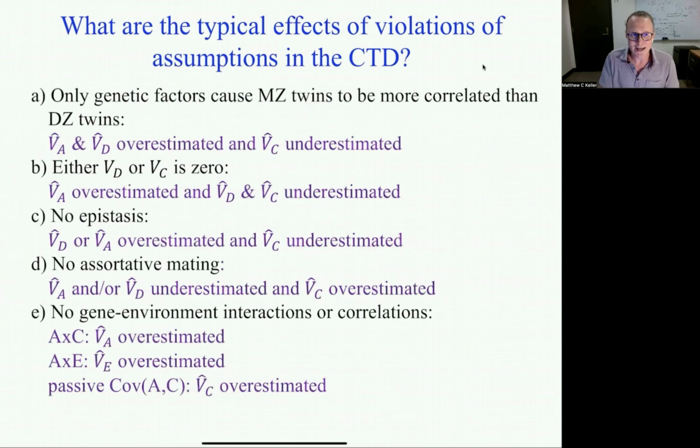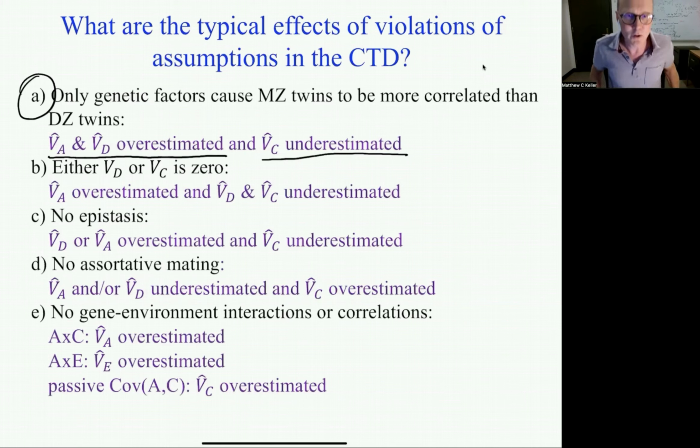So here I go over what the effects of those violations of assumptions would be if they are violated. So A, only genetic factors cause MZ twins to be more correlated than DZ twins. If that is violated, then our estimates of genetic factors are going to tend to be overestimated, and our estimates of shared environmental factors will tend to be underestimated. This is actually the most important assumption that we make in a classical twin design, more important than this issue of parameter indeterminacy between the A, D, and C parameters. It's kind of an all bets off if this is wrong.